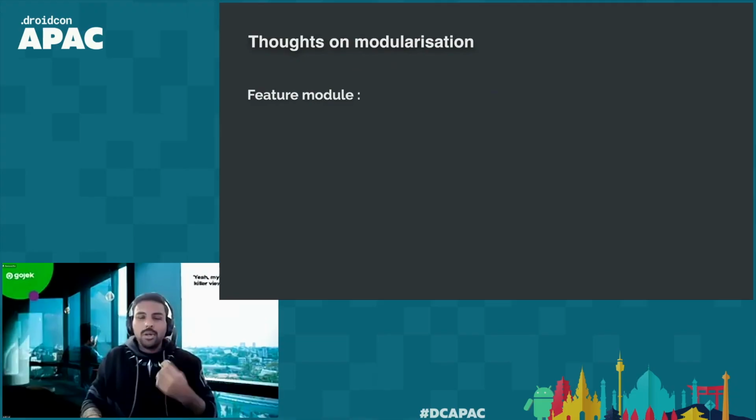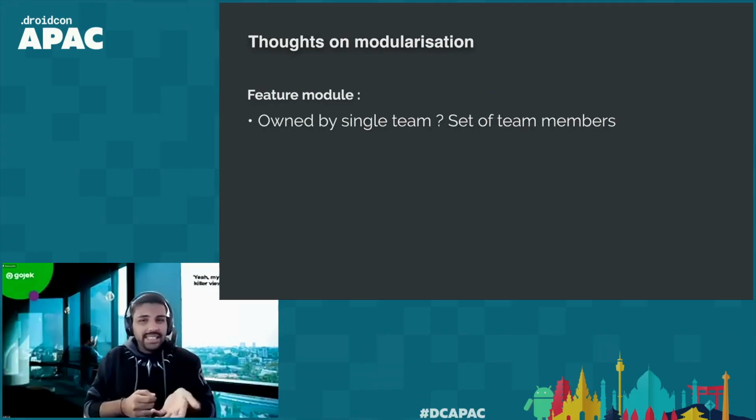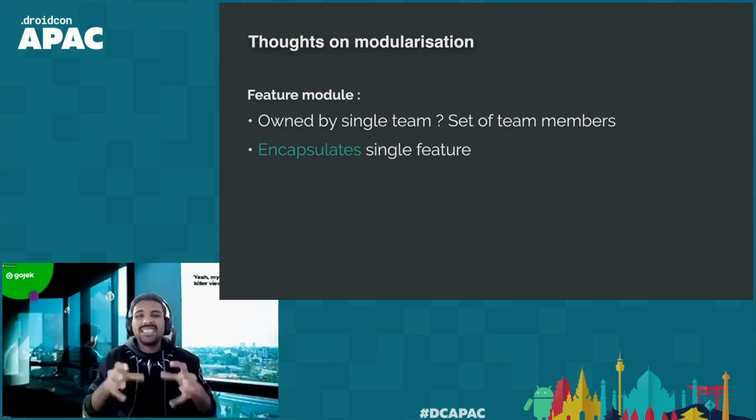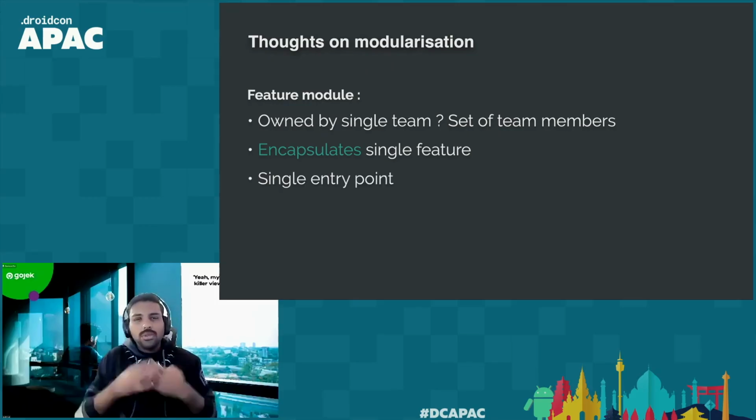Now, a few key points about feature modules. It's owned by a single team, maybe a set of team members. You can decide based on the criteria that you choose best for this particular module. Or it could encapsulate a single feature. It could be a sum of two or three things that you, as a product, or as one feature module, do. Or it could be just one thing that has one activity, one view model, and whatever. I mean, you do your business logic inside it. Also, do remember that this is a single entry point. I would advise you to build your feature module based on a single entry point because it gives you an ease to initialize your dependencies a lot better.